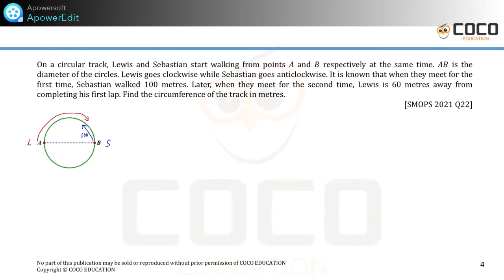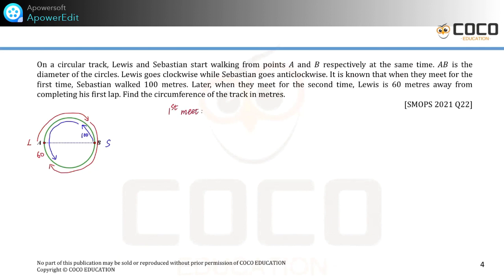Now they continue to travel. When they meet each other for the second time, it says that Louis is 60 meters away from completing his first leg. So this distance, just right here, this part is 60. Right, let's check.